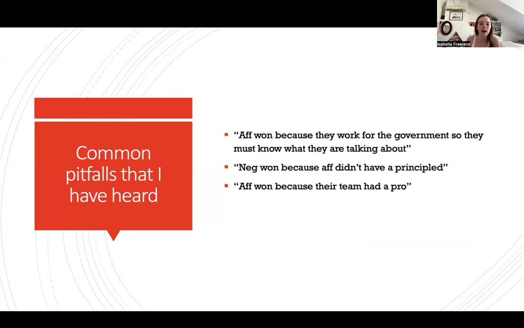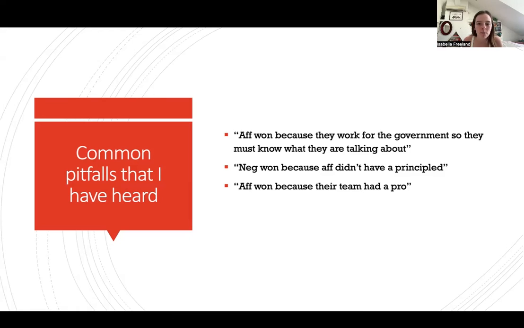Similarly, neg wins because AF didn't have a principal. AF may not have needed a principal, like that's not a metric at all. The metric could be that neg wins because their principal was great, but it shouldn't be that they won because AF didn't have a principal. You absolutely don't need a principal. In fact, I think you need one less than you need one. Sorry, you don't need one more than you do need one.